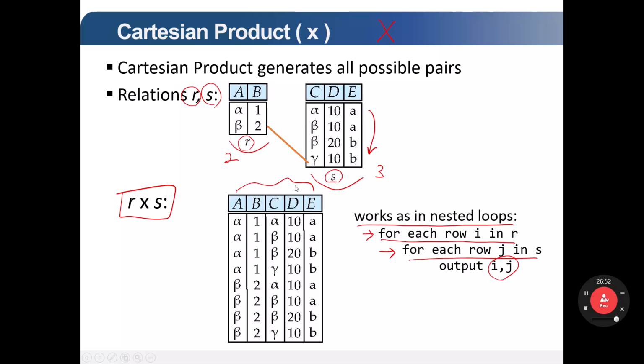When the number of tuples of relation R is n, and the number of tuples of the right relation is m, the output table of this Cartesian product will have n times m tuples. Okay? We just generate all possible combinations of these two tables. That's the Cartesian product operation.